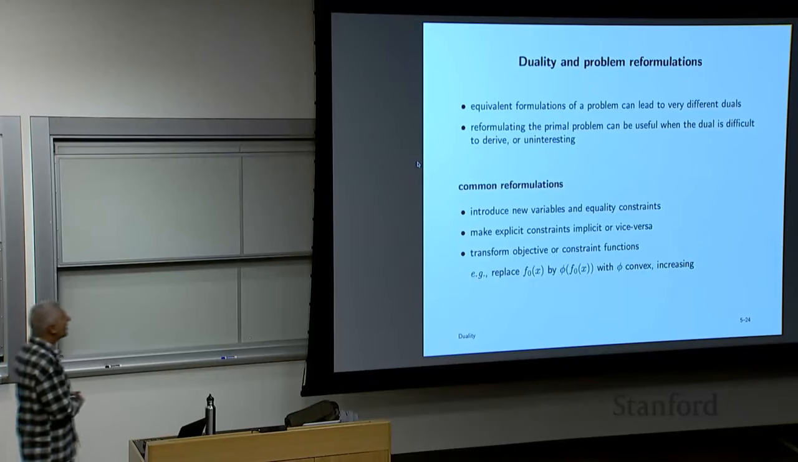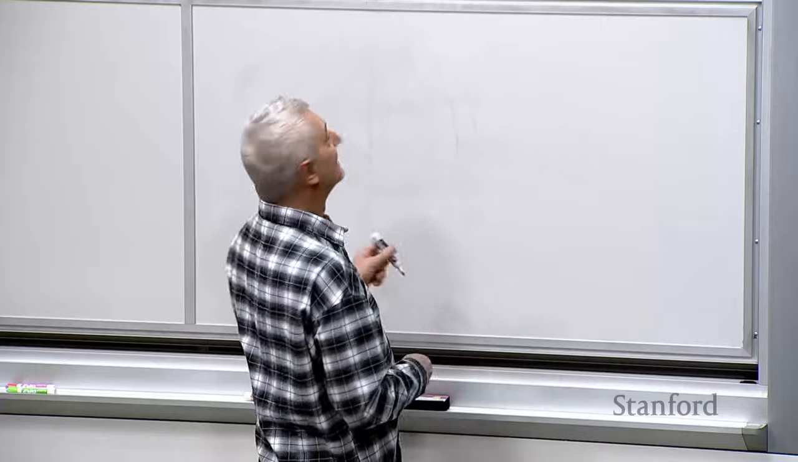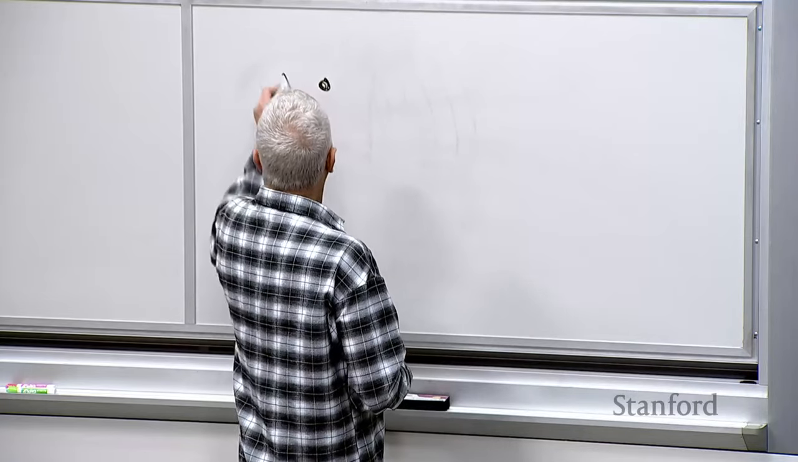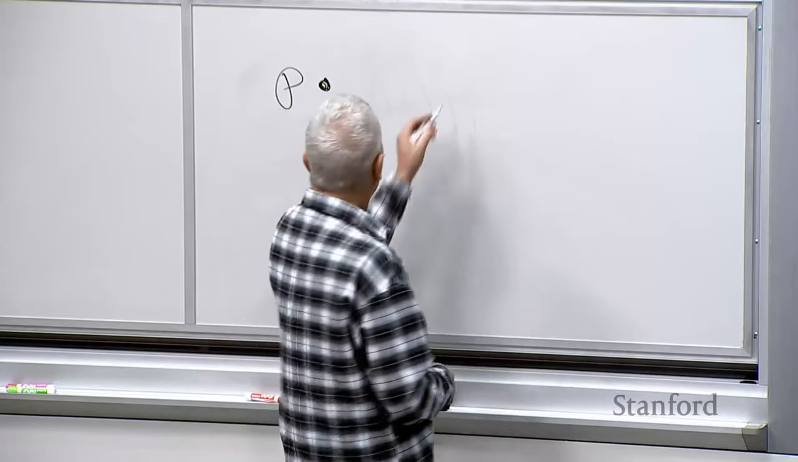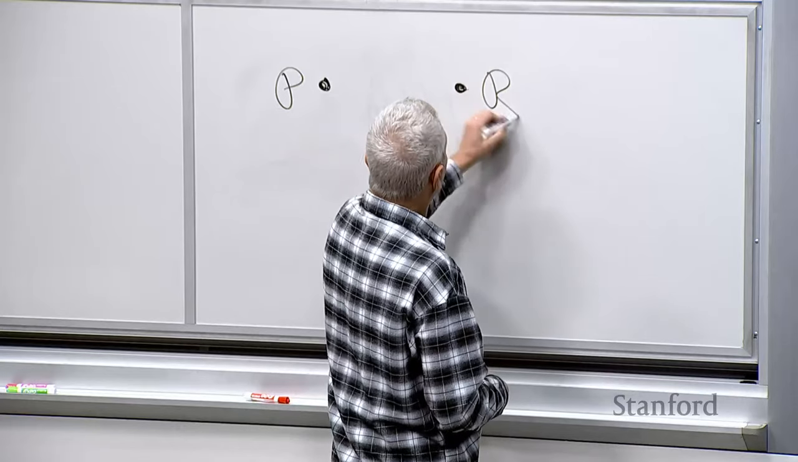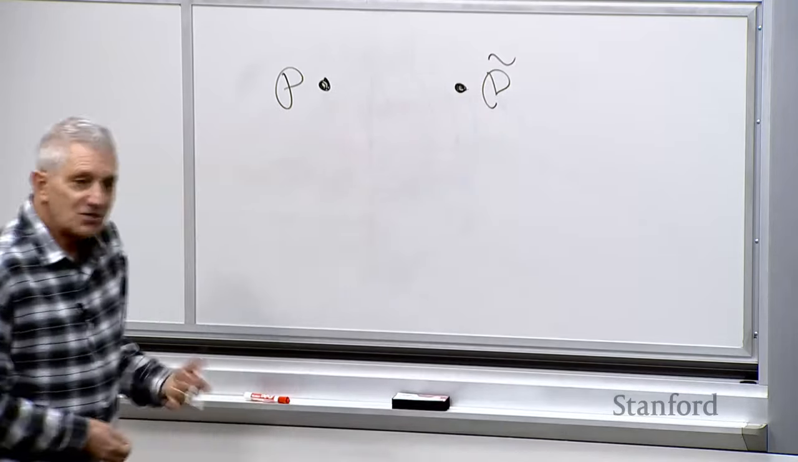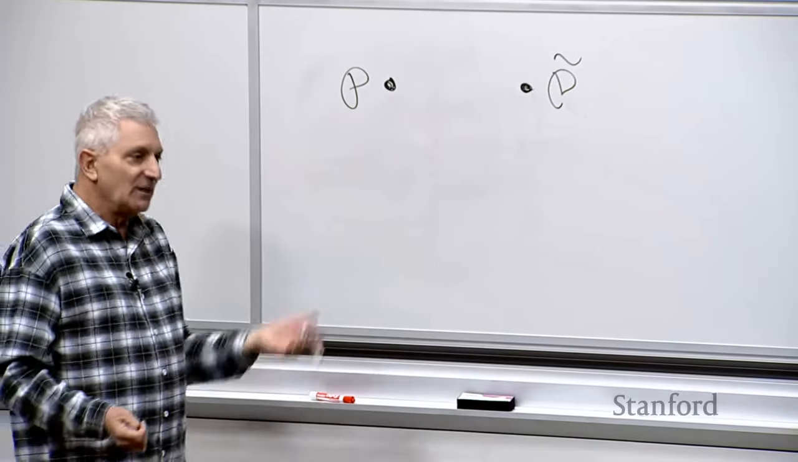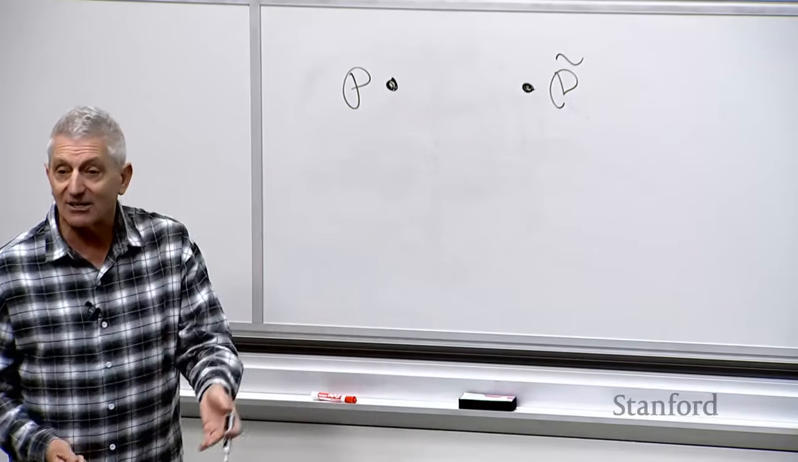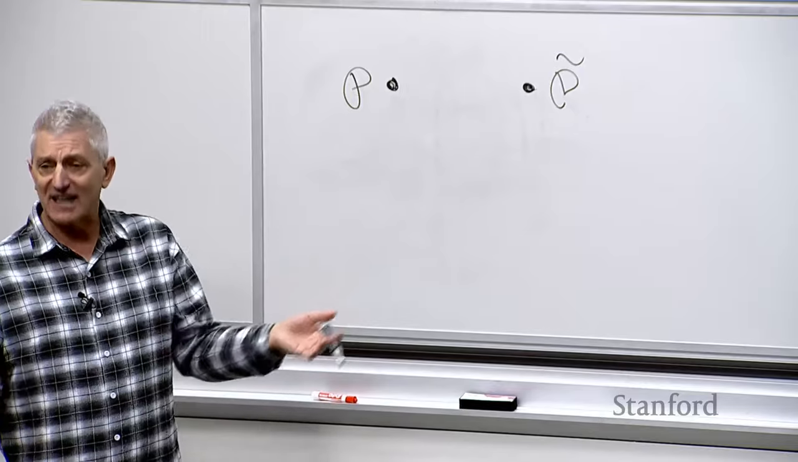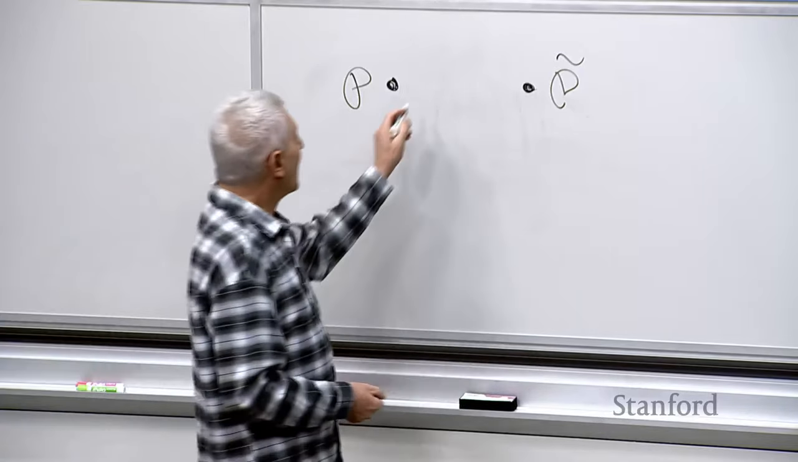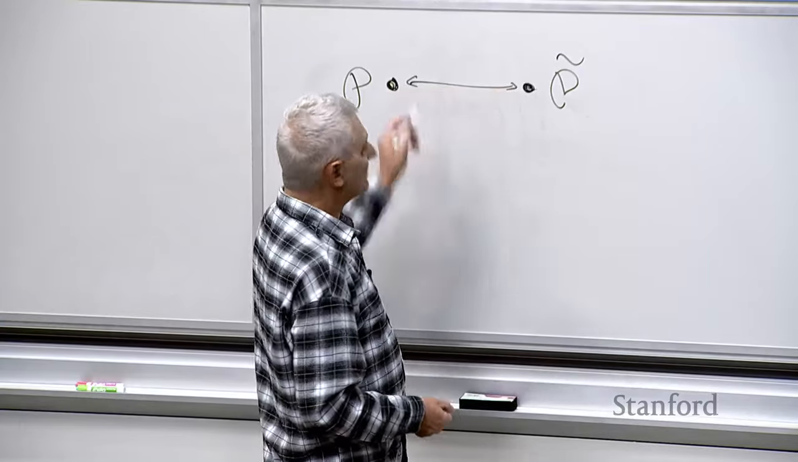Here's what I was going to say, and maybe we'll do the main thing tomorrow, but I'll just set the whole picture up now. You start with a problem P, and then I'm going to change it to a new one. This is equivalent, and this could be something really simple, like eliminating equality constraints, adding equality constraints, or adding slack variables. Okay. You can think of these as equivalent.